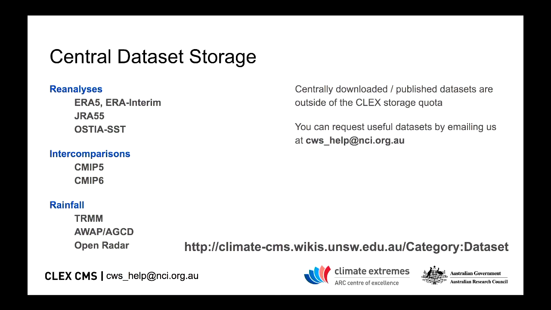So we've got things like reanalyses, big stuff like the ECMWF reanalyses, smaller stuff like the OSTIA SSTs, a wide variety of the CMIP 5 publications and CMIP 6 as they're being produced, of course, coming onto Raijin, a bunch of rainfall products, things like that. You can see the full list of data sets by going to the Climate CMS wiki. And we've got a big page with all of the different data sets that you can find at NCI.